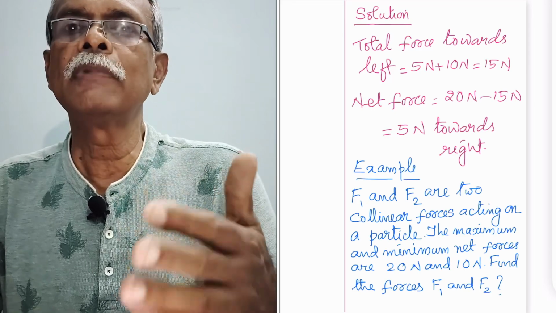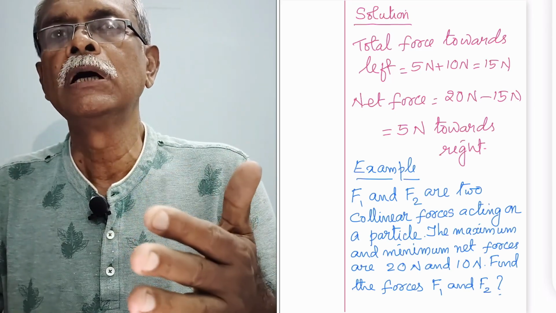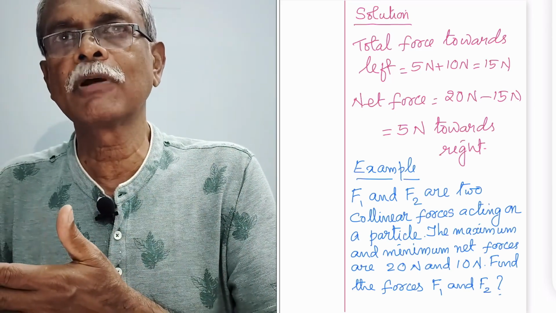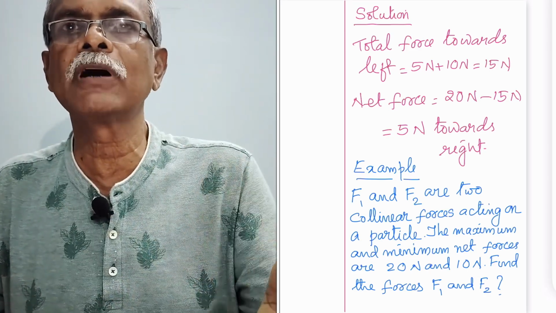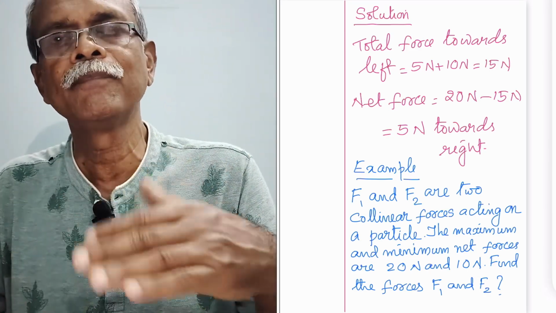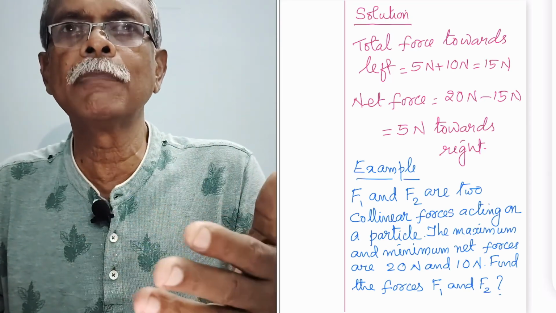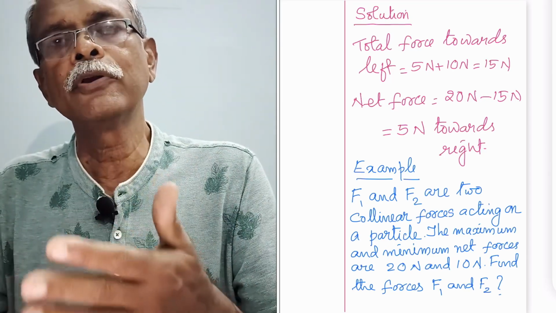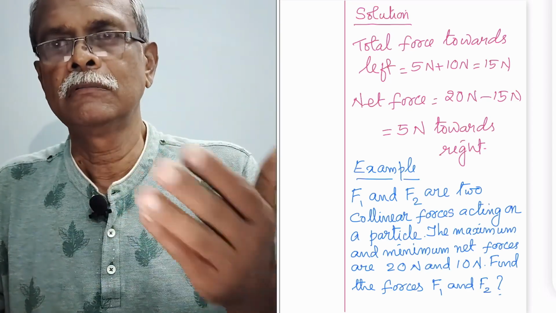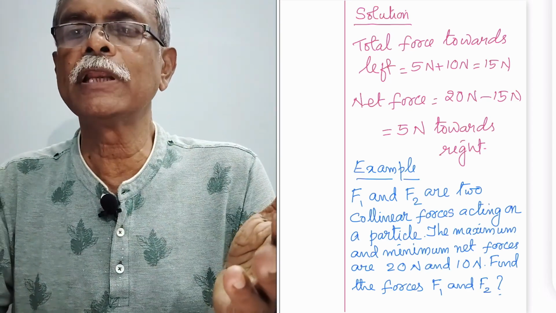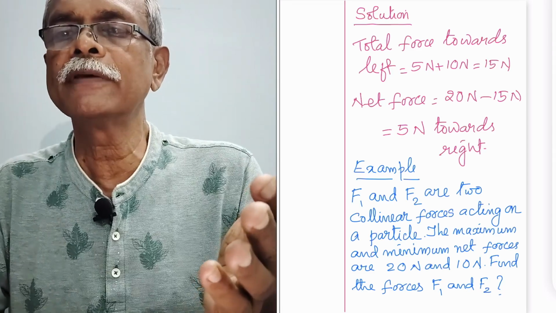If the mass of the particle is given, we can calculate acceleration. And if somebody asks you what will be the position of the particle starting from rest after a particular time, then you can use s is equal to ut plus half at square to calculate the distance. What will be the velocity of the particle after some time? You can use v is equal to u plus at to calculate the velocity, and this question can appear in various forms.